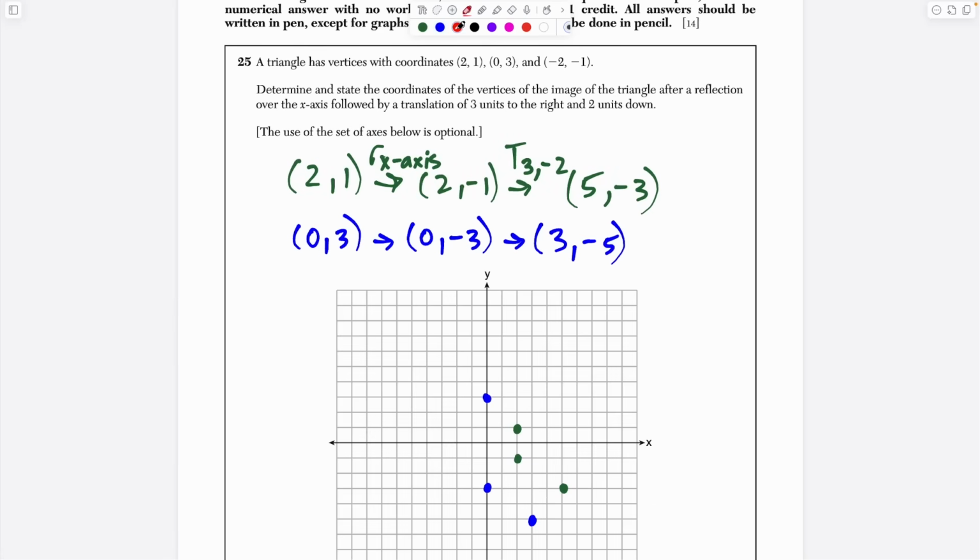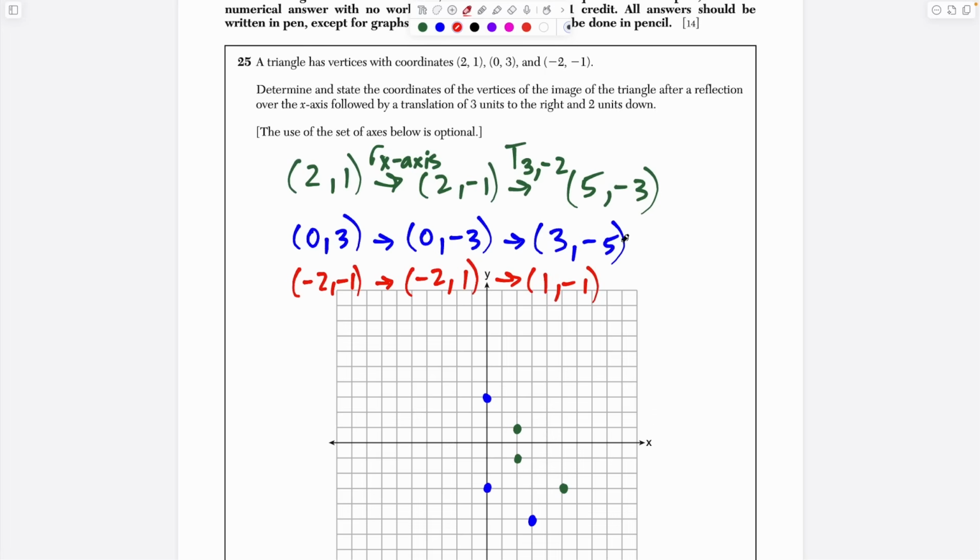And now last, we'll do this with the point (-2, -1). First, we reflect over the x-axis. So we're going to leave the x coordinate alone, and change the sign of the y value. So instead of -1, we're going to have +1. And now we translate 3 units to the right and 2 units down. So we just add 3 to the x coordinate. So -2 plus 3 is +1. And then 1 plus -2, or 1 minus 2, is -1.